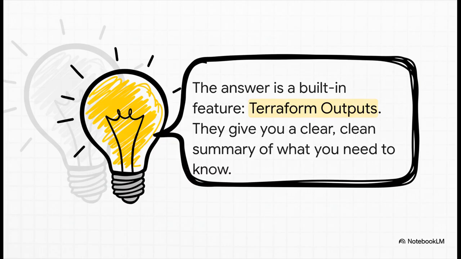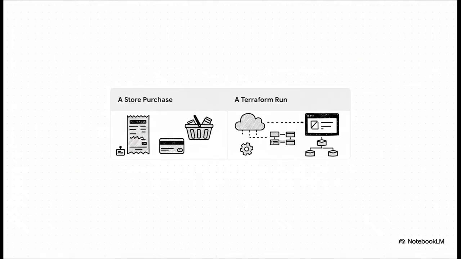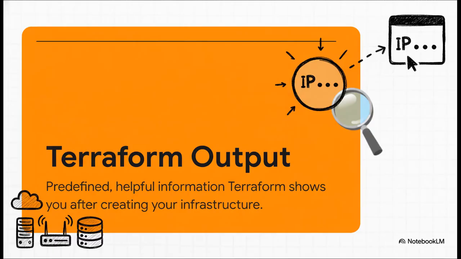details you care about. Now, to really get what outputs are all about, I want you to think of them like a receipt. Seriously, it is the perfect way to understand what you just built and why this is so incredibly useful. I mean, just think about it, right? When you buy something at a store, you get a receipt. That receipt doesn't list every single step the cashier took or every button they pressed. No way. It just confirms what you bought and gives you the key details. Well, a Terraform run is pretty much the same deal. After it's done building your infrastructure, Terraform hands you a clean, simple output. It's your digital receipt.